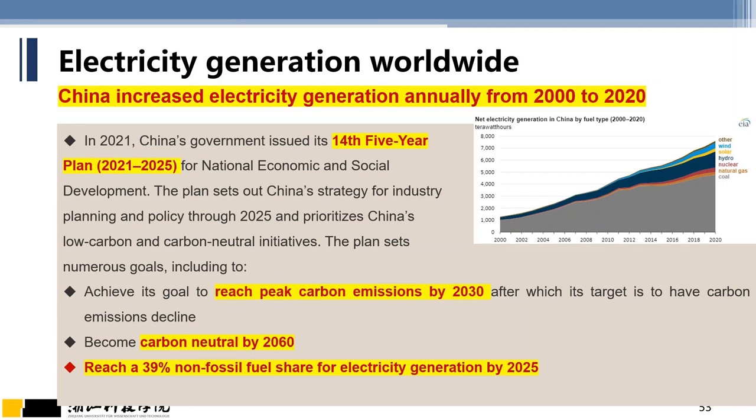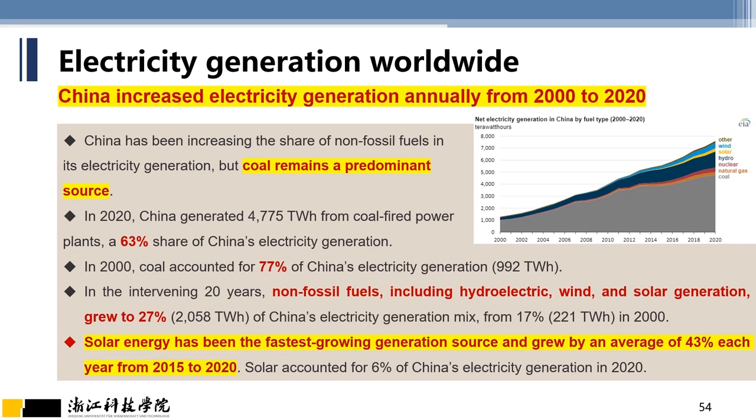So as we can see here, more than half of electricity generated in China is from coal, which means coal is still the most important electricity or energy source in China. Here we can see China has been increasing the share of non-fossil fuels in its electricity generation. The renewable energy share is increasing steadily in recent years.